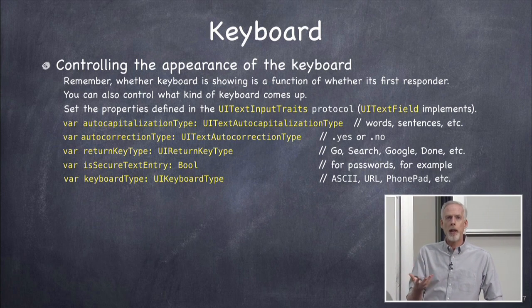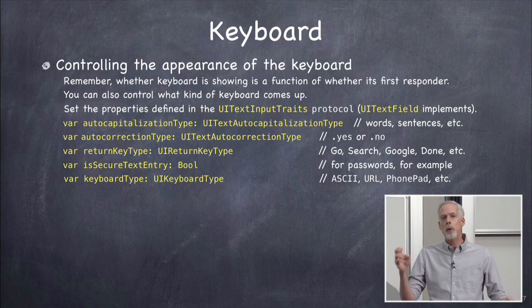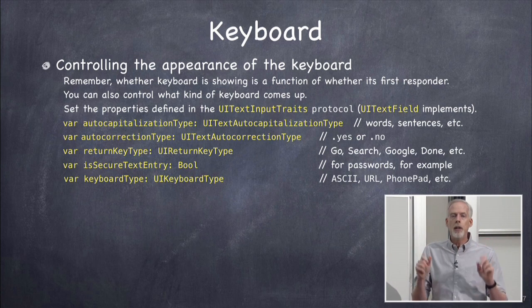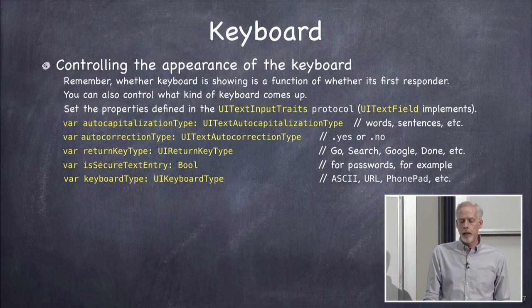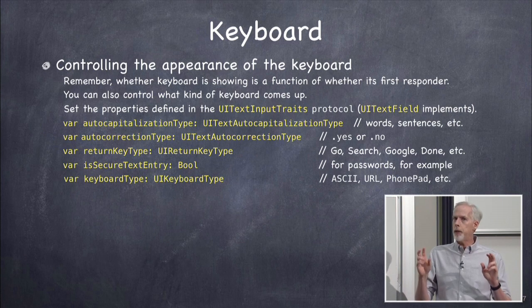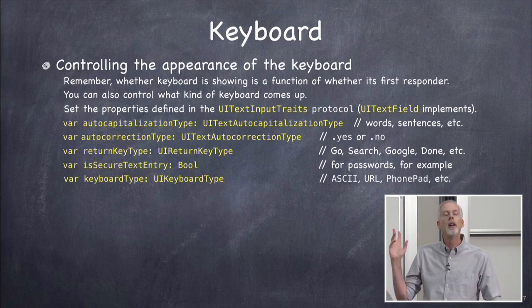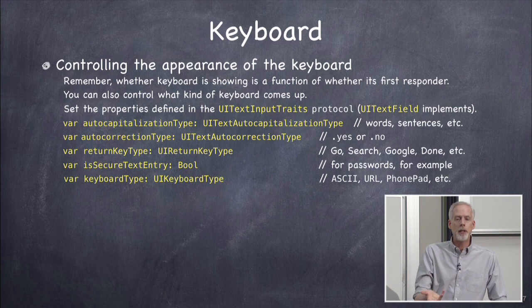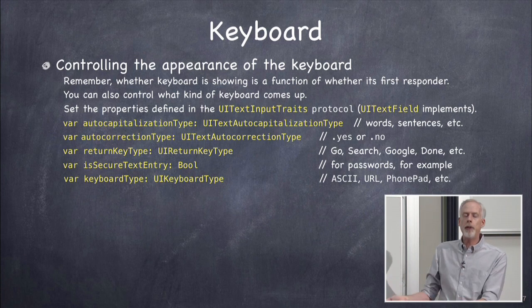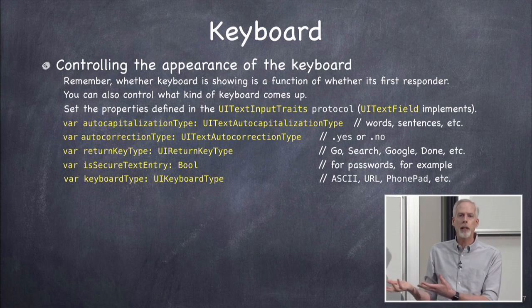And the way you specify those things is you don't send any messages to any keyboard object. You send it to any object that is using the keyboard that implements the protocol UI text input traits. Okay? UI text input traits is a protocol that has all these things shown here in it. And when you send it to something like the text field, it configures its keyboard to match that.